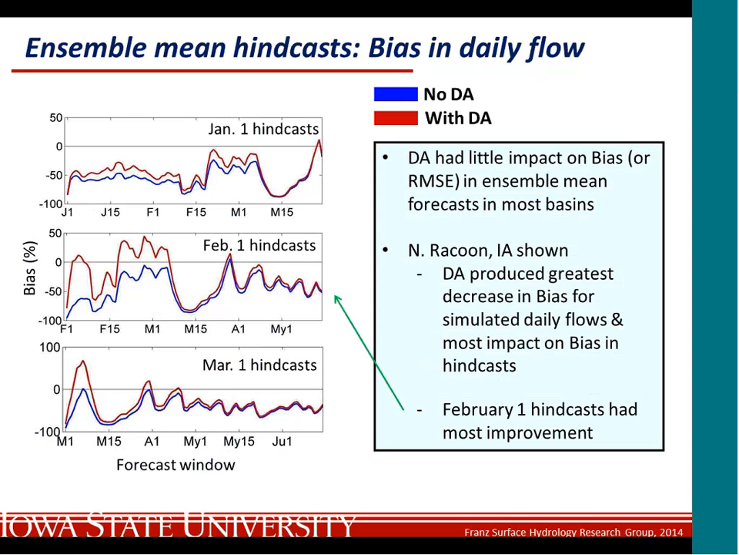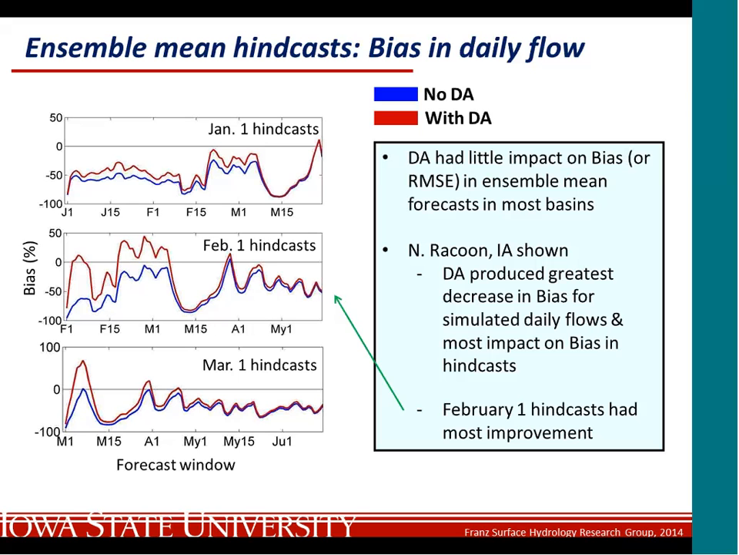This is just looking at the forecast on a daily basis and just looking at the bias in the ensemble mean and how that changes over time. I looked at all 7 basins. For the most part, the DA didn't have much impact on the ensemble mean, the bias in the ensemble mean from the hindcast. This is the one watershed where I did see some improvement.